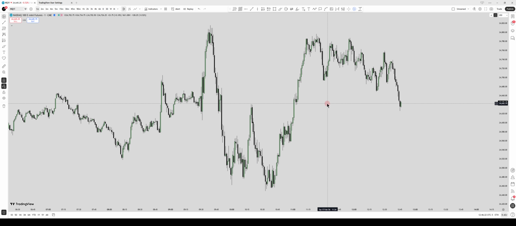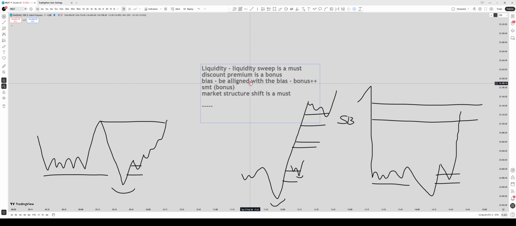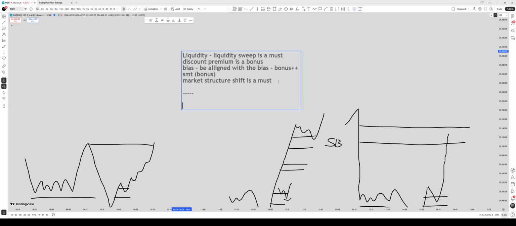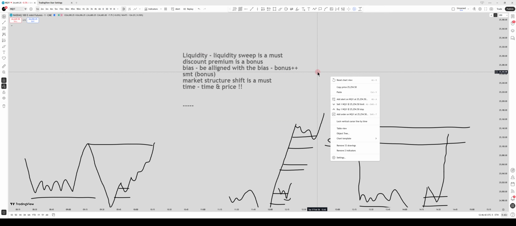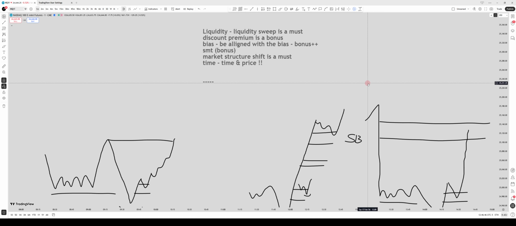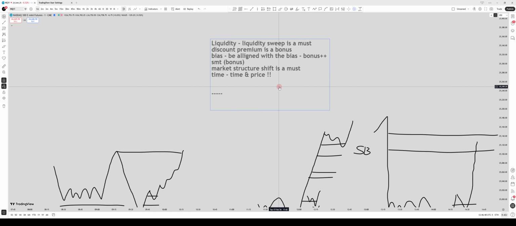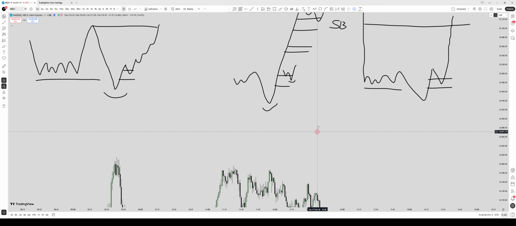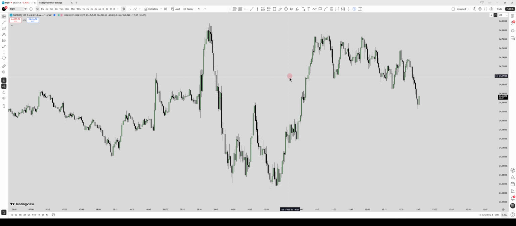The most important one is time, because it's time and price, not price and time. Time and price. This is very important too, because when time is not aligned with your price, then I don't know, man. You just need time.